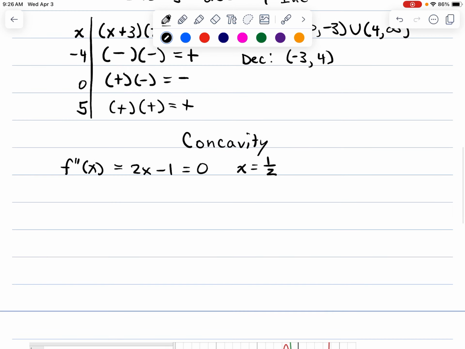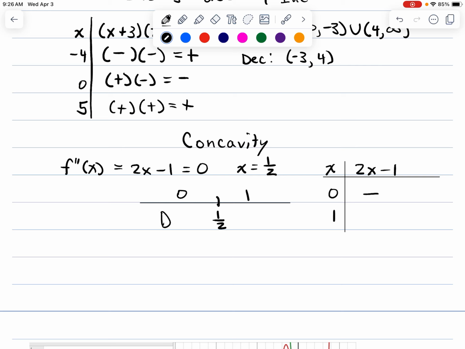Now, I just repeat what I just did for the first derivative. I make a number line, locate 1/2 on that number line, pick a test value to the left, maybe 0, a test value to the right, 1, and then I plug that in. Okay, so I plug in my test values, 0 and 1, into 2x minus 1. Well, this is going to be negative when I put in a 0, so that's concave down. When I put in a 1, I get a positive, so that's concave up.